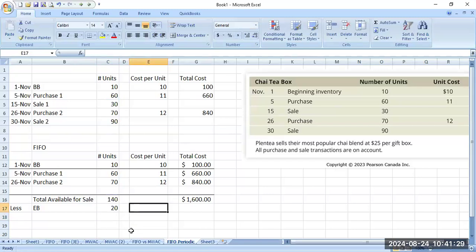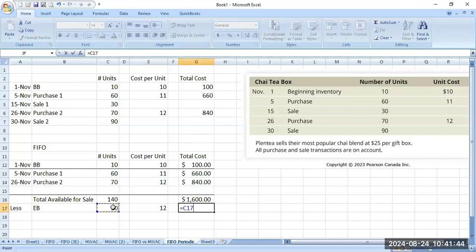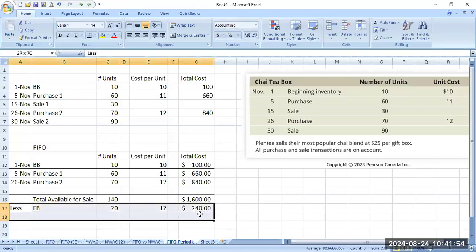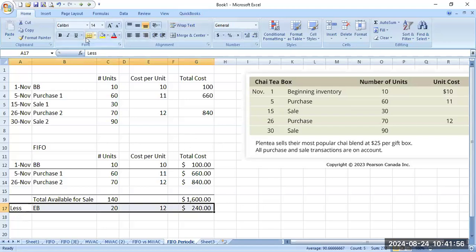Now, what's the cost of those 20 units using first in, first out? The cost will come from the last purchase, which in this case is 12. So our ending balance in this case will be equal to 12 times 20, or $240.